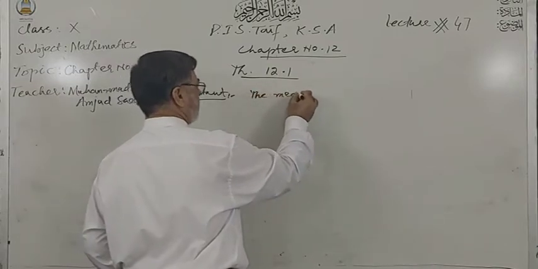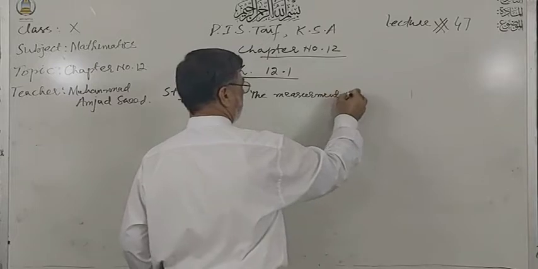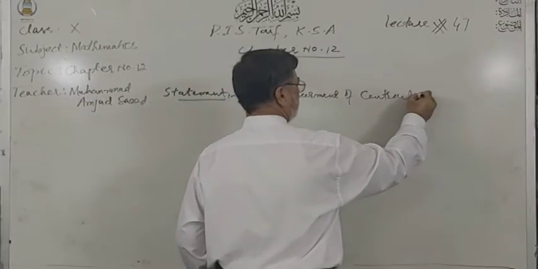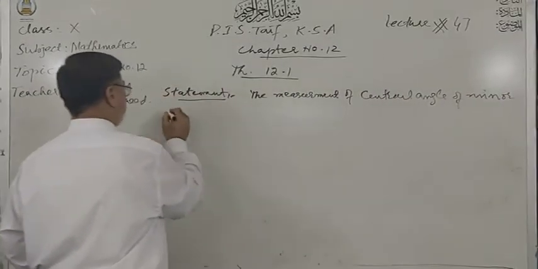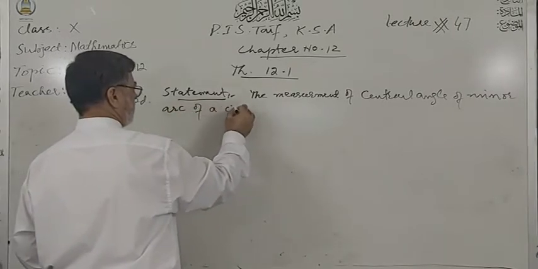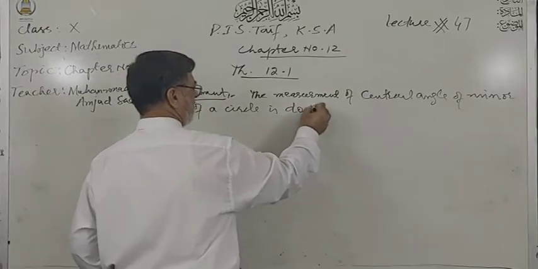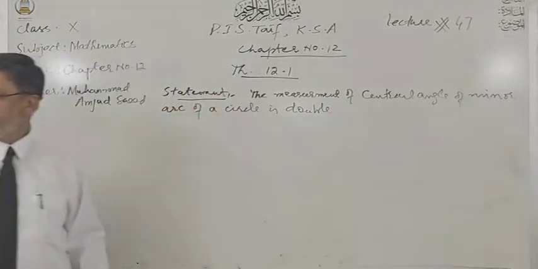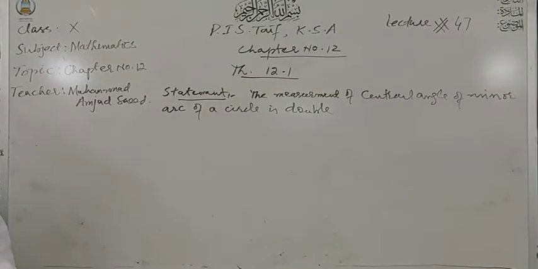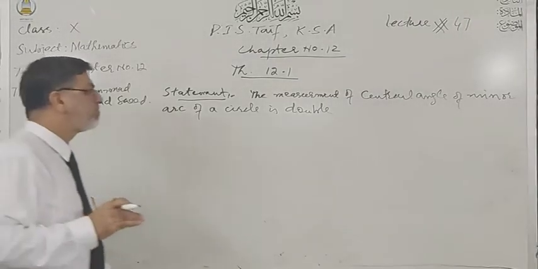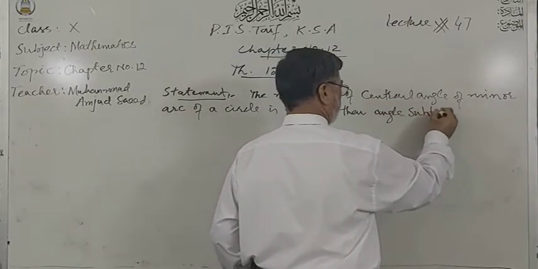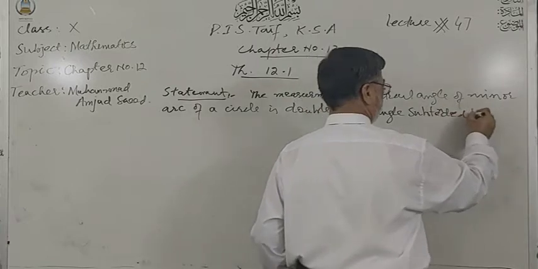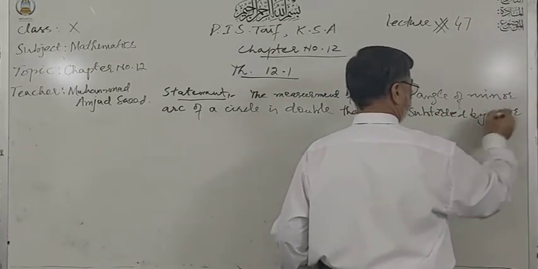is double the measurement of the angle subtended by the corresponding major arc. The measurement of the central angle of the minor arc of a circle is double that of the angle subtended by the corresponding major arc.